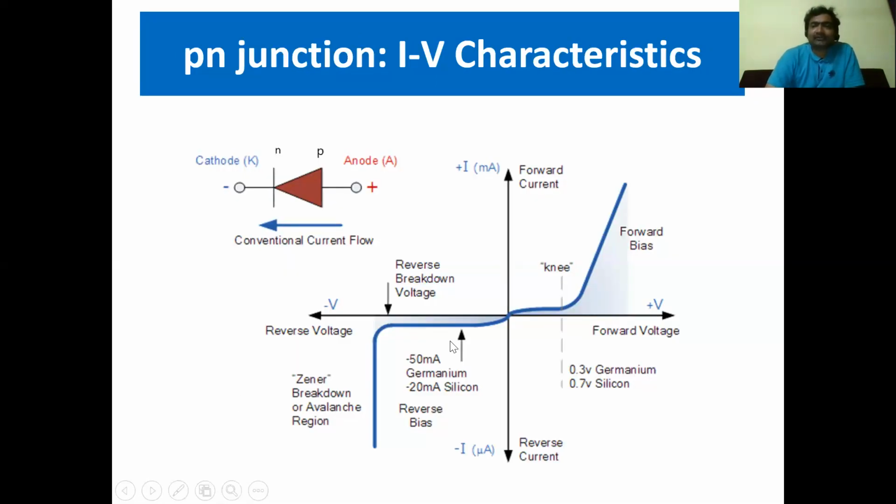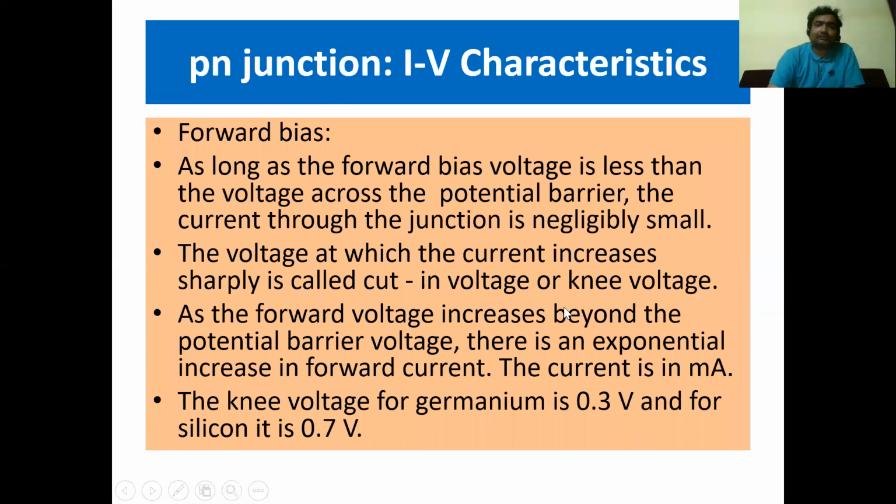Here you see, when I apply a voltage greater than the barrier potential, there is an exponential increment in the current. Where the current starts to increase exponentially, that particular voltage is called as knee voltage or cut-in voltage. This knee voltage value for germanium is 0.3 volts and for silicon it is 0.7 volts.